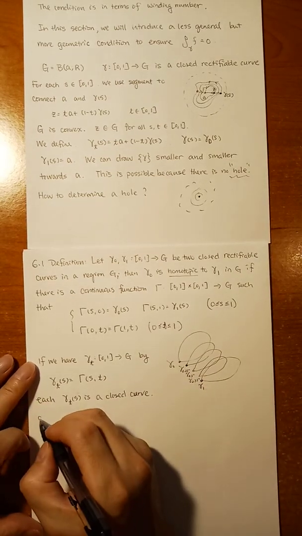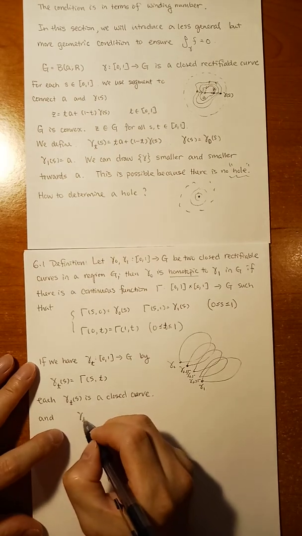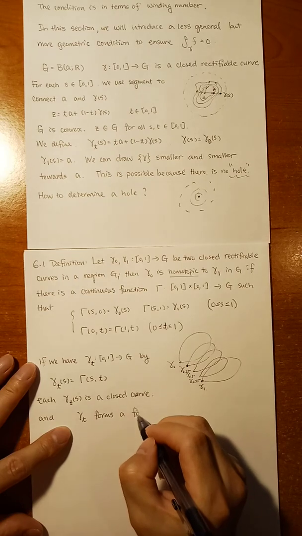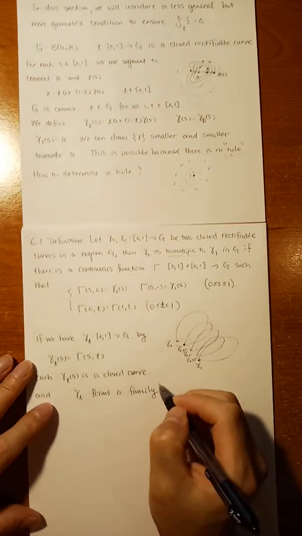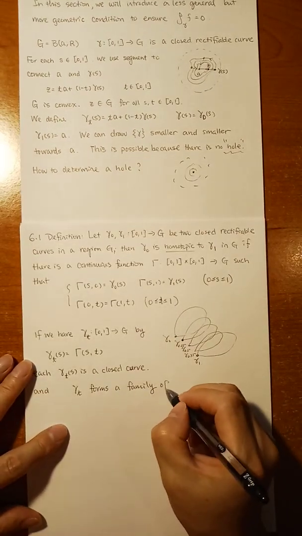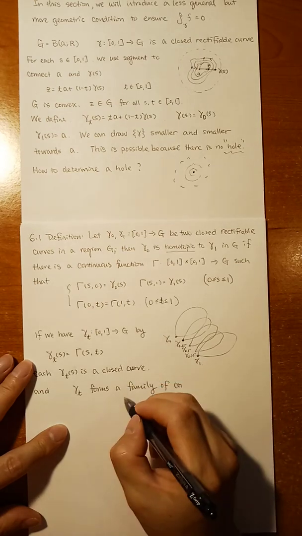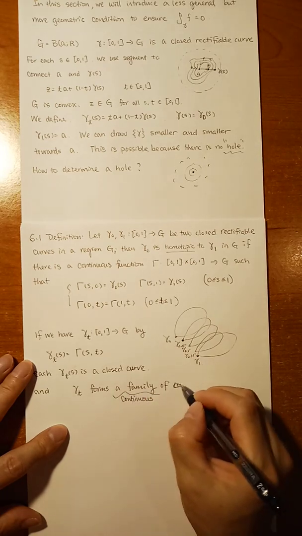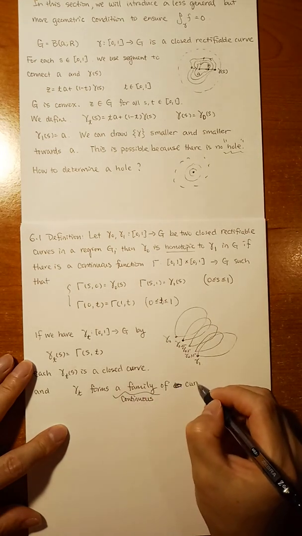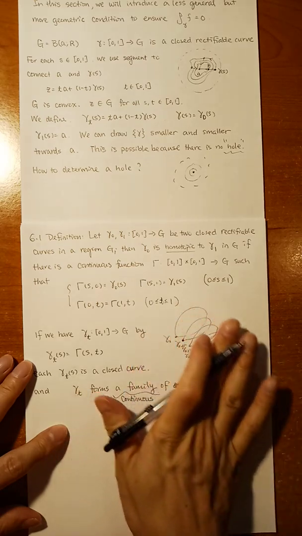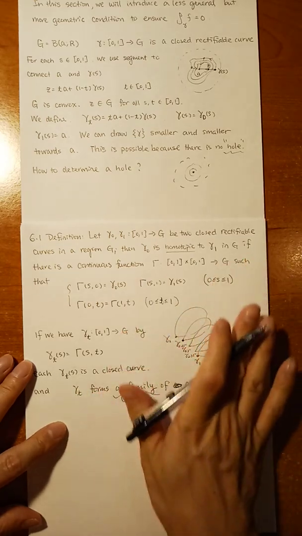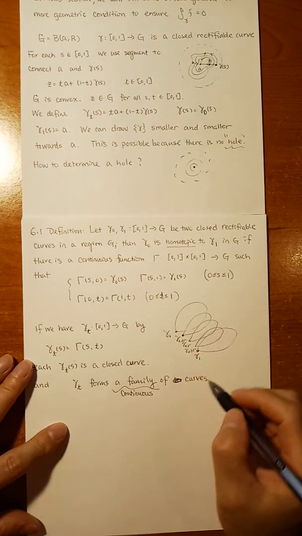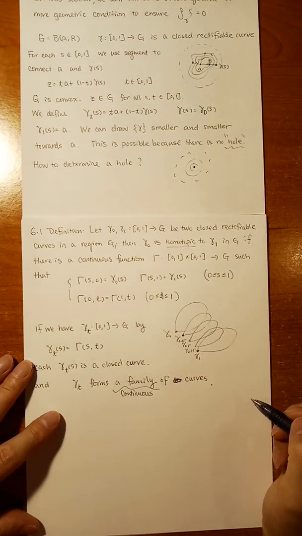And gamma t forms a continuous family of curves. So it has to be smooth. You cannot break it. You cannot have sharp corners or such things. All right. So that's the idea.